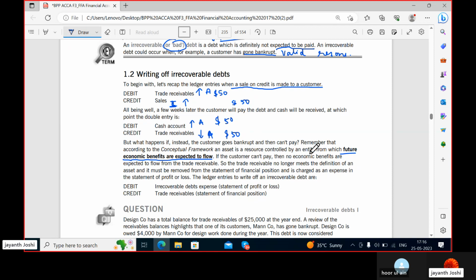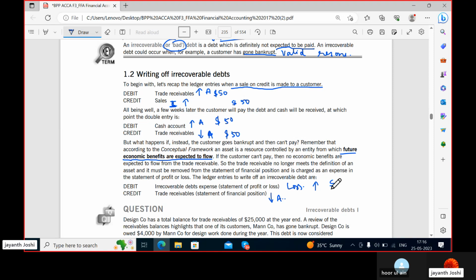Okay, fine. So from that day, we will not show it as an asset because it is not satisfying the definition of an asset. So now the ledger entry will be what? Debit irrecoverable debt, because now this has become a loss. Losses are debited in SOPL, be it losses or expenses, and credit receivables. Anyhow, there is a decrease in asset, no? So a decrease in asset is to be shown on the credit side.